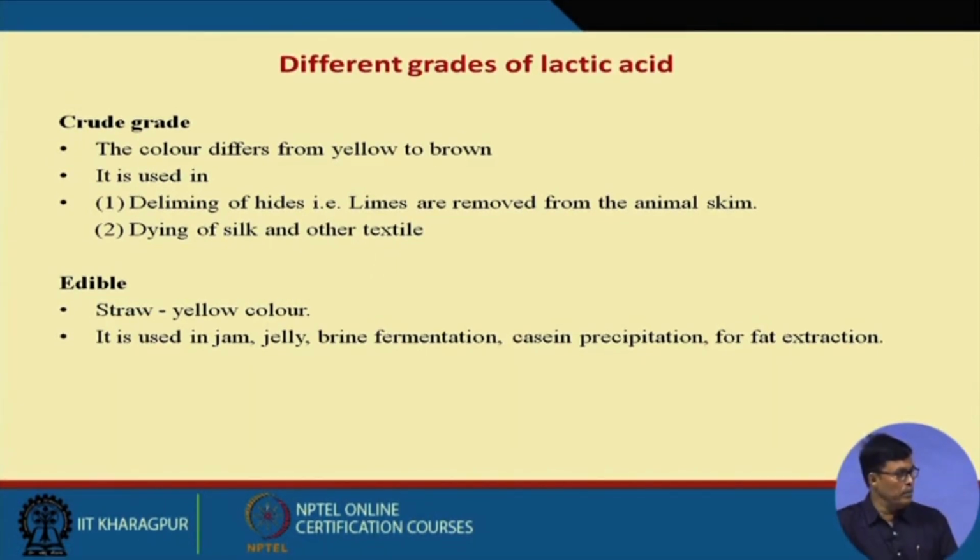Then edible grade, usually yellow in color, is used in jam, jelly and brine fermentation, casein precipitation and for fat extraction. So, it is used for different purposes. I can give the example of calcium lactate, which we largely use in the house for precipitating milk protein and fat, because we use it for several purposes.